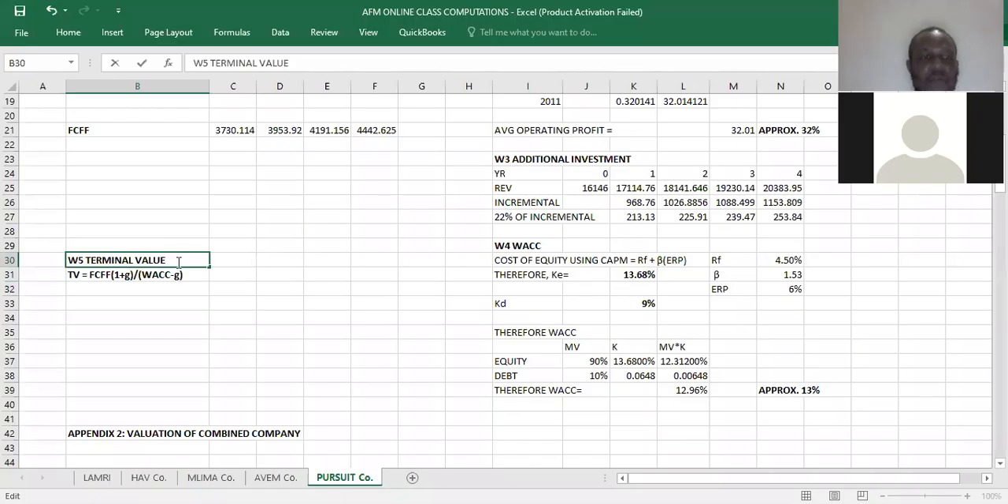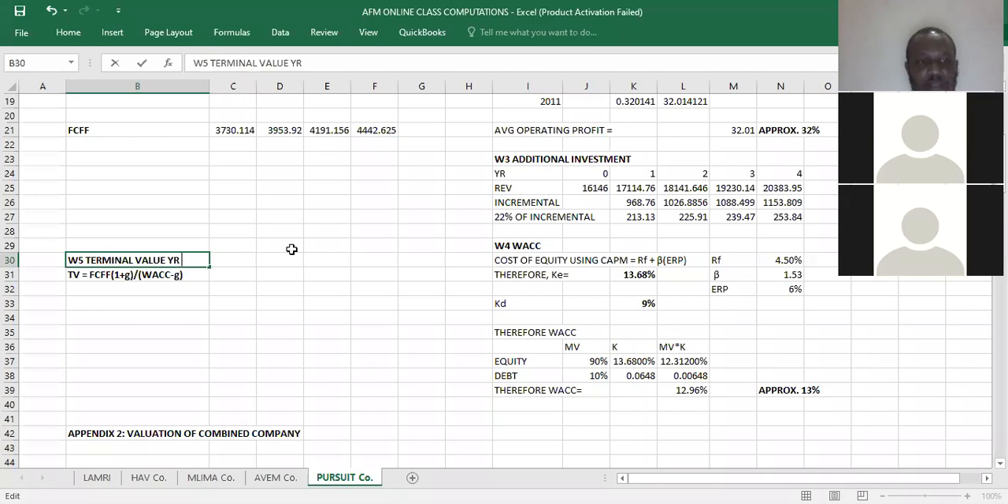So our terminal value will be year 5. It's 442. I hope I didn't stop what you were saying, Lillian. No, you go. So from year 5 to infinity.